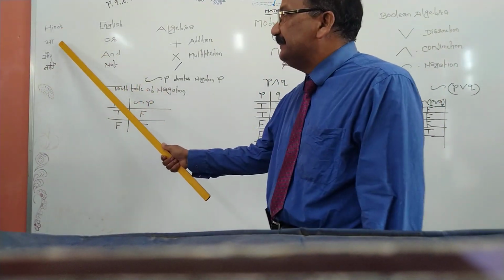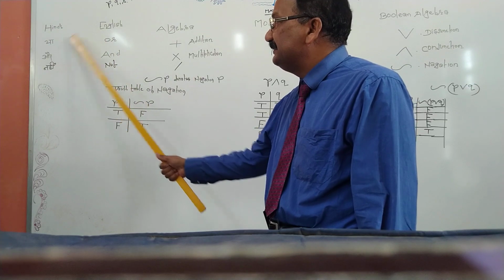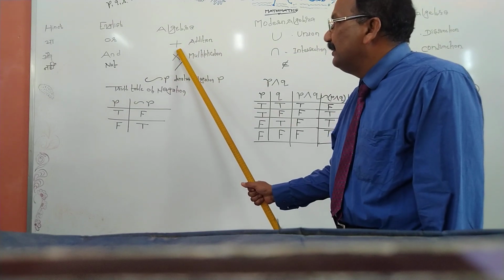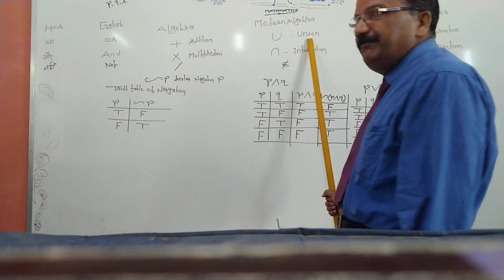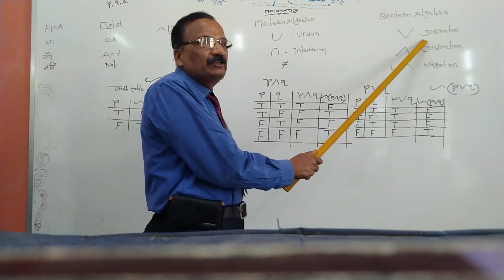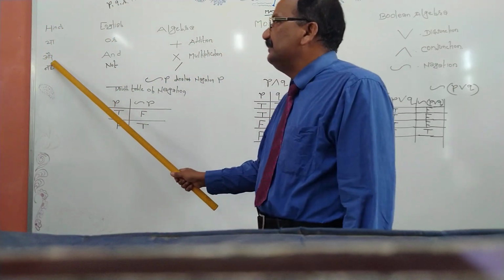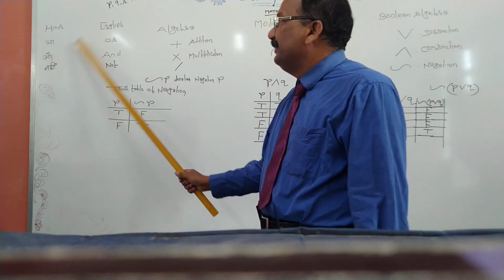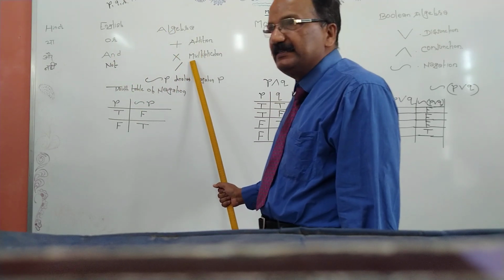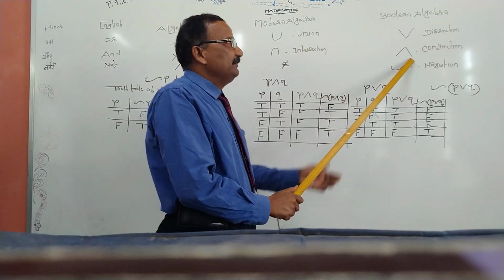In Hindi, whatever we say as 'ya', in English we say 'or'. In algebra we call it addition, in modern algebra it is known as union, and in Boolean algebra it is called disjunction. Second, in Hindi we say 'aur', in English it is called 'and'. In algebra it is known as multiplication, in modern algebra it is intersection, and in Boolean algebra it is the conjunction.